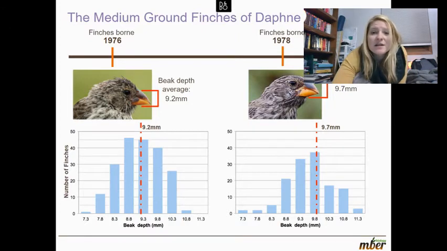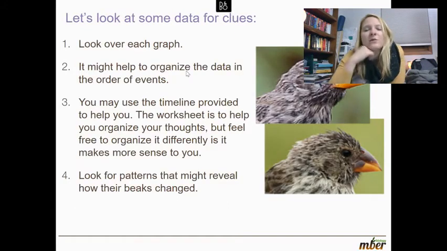So then 2 years later in 1978, the beak depth had increased about 0.5 millimeters, so to 9.7 millimeters. It doesn't seem like a lot, but just even looking at these two pictures, you can see how much stronger the beak looks in 1978. So what we're going to do is look at some data for clues on how or why the finch beaks changed in size over time.